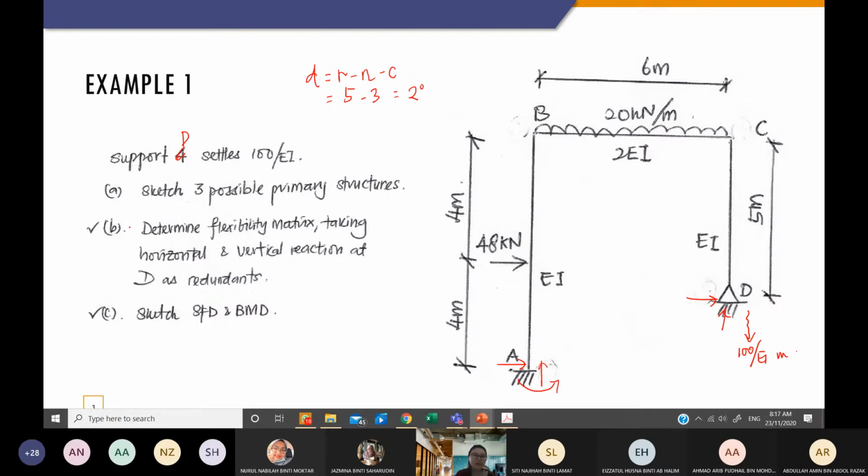Then problem number 2 is to determine the flexibility matrix. Okay, flexibility matrix, remember, it will be about this. But I believe that at this part B, it means you solve for the redundants. So even though it is the flexibility matrix, you just need to write this. Then number C asks you to sketch the shear force diagram and bending moment diagram.